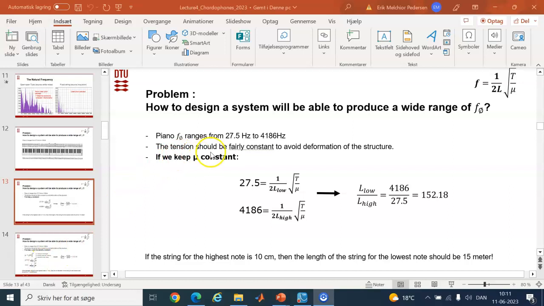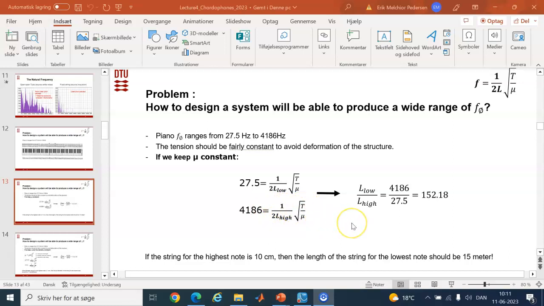The tension should be fairly constant to avoid deformation of the structure. T should be fairly constant. Okay. If we keep mu, the mass per unit length, constant, we can say in the formula, 27.5 is 1 divided by 2 times L low times the square root, and the same 4186 is 1 divided by 2 L high times the square root.